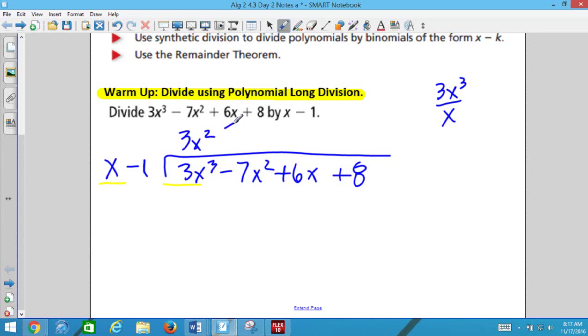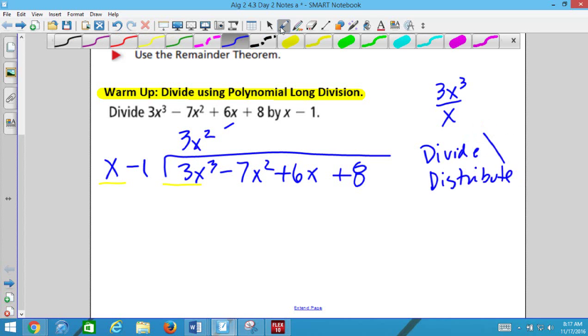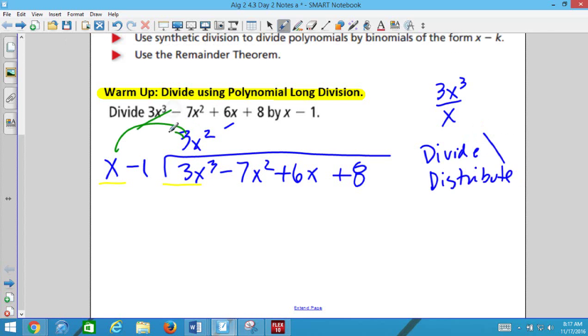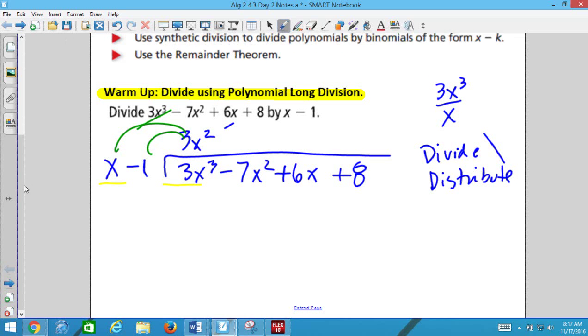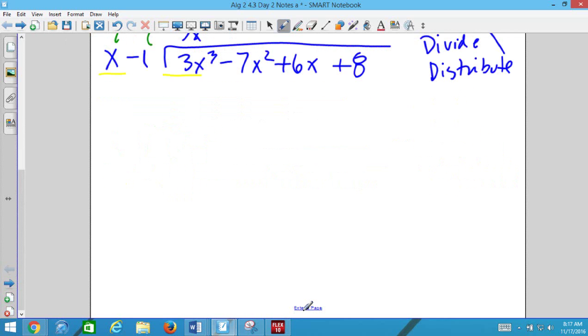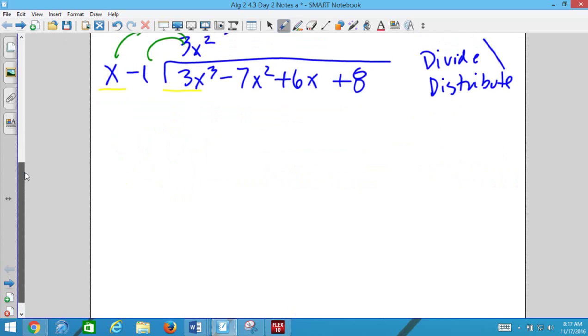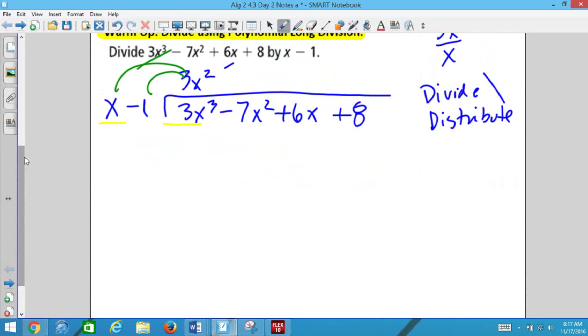Then what do we do? Distribute. So we divide, then we distribute. I'm just going to write this somewhere here. So we're going to distribute that to both terms, and we get 3x cubed. And then when I multiply by -1, I get minus 3x squared.